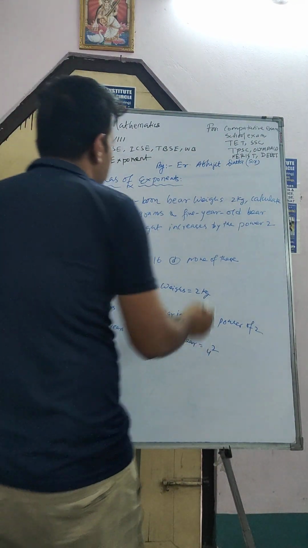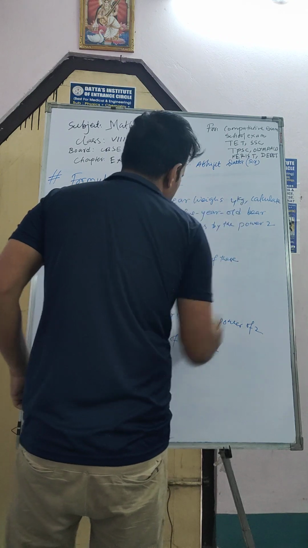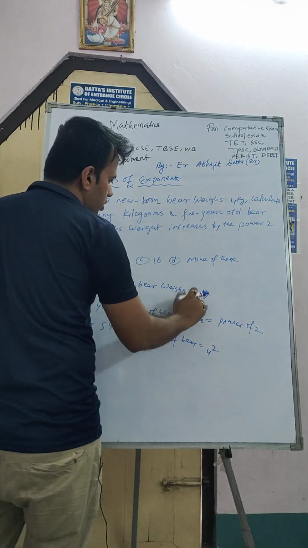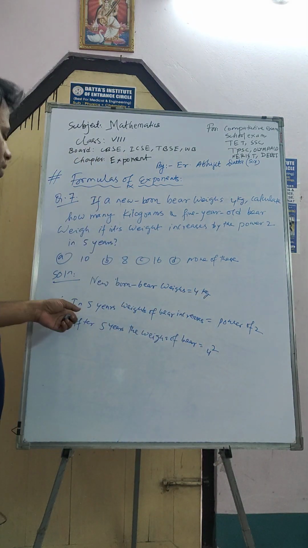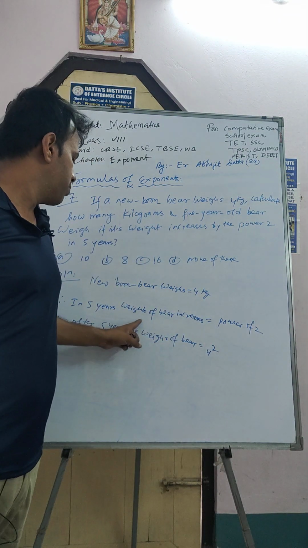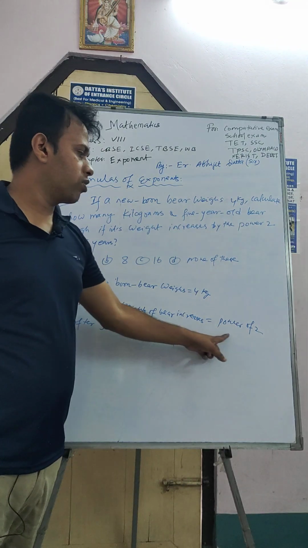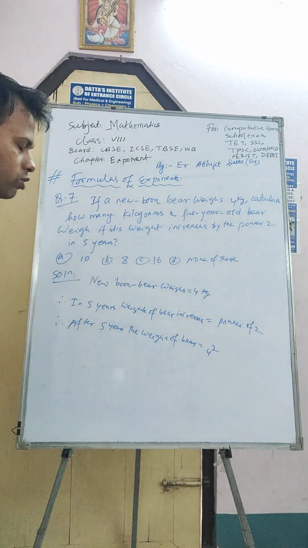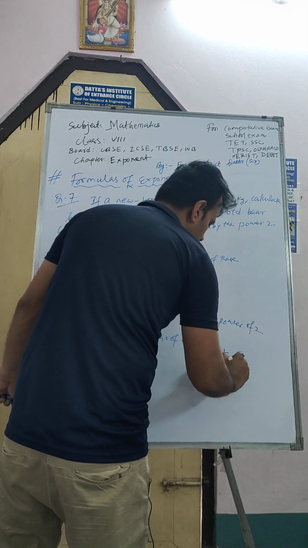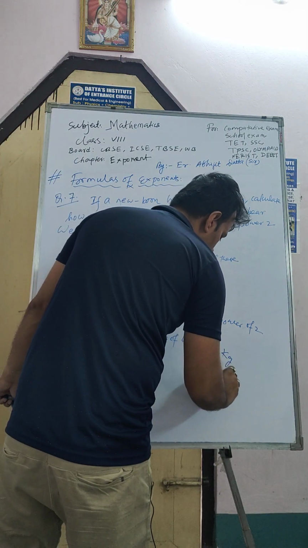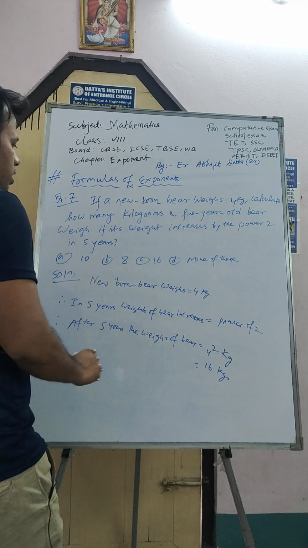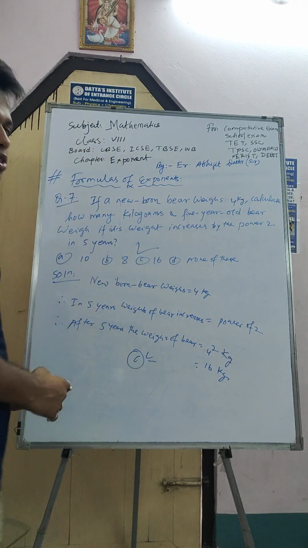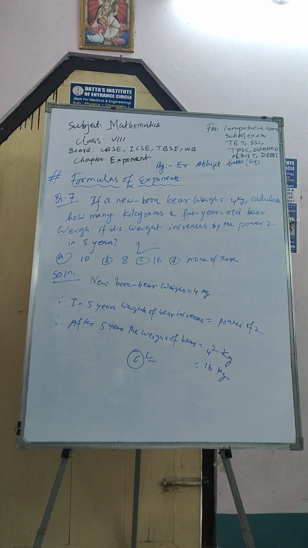Here the newborn weight is 4. It will be 4. Okay? So if a newborn baby weight is 4 kg, that is it will be 4 kg. Now if in 5 years the weight of the bear increases by the power of 2, so after 5 years the weight of the bear will be 4 to the power 2 kg, that is 16 kg. So which option is correct? Option C is the correct answer here. Okay? So got my point? This is value based questions.